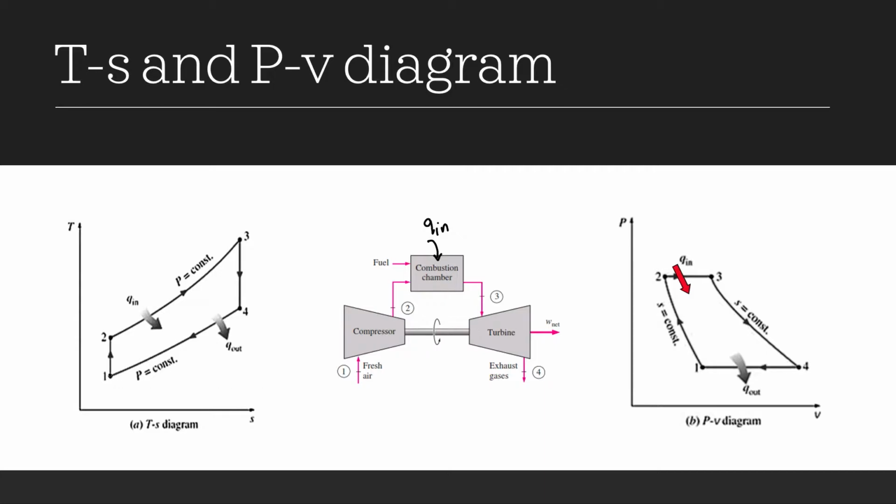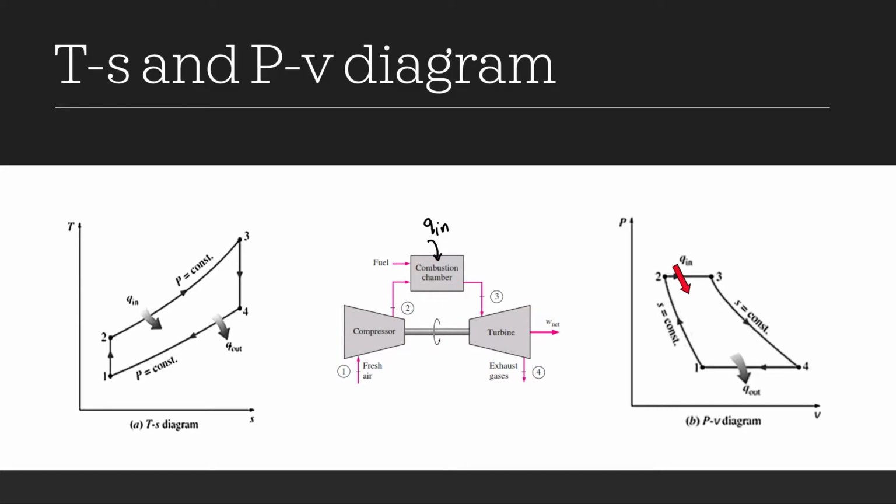So we can see here from 1 to 2 the temperature will increase. 2 to 3 in the combustion chamber the temperature keeps on increasing, and T3 is the maximum temperature. And when it goes through the turbine, the temperature will decrease.